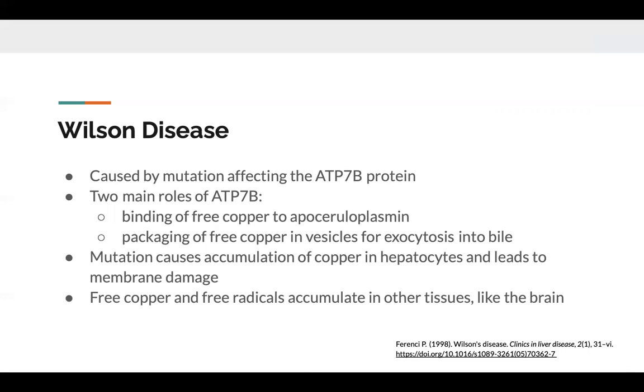Mutant ATP7B remains unfolded and is degraded by the endoplasmic reticulum control system. This results in an accumulation of free copper in hepatocytes, which damages their membranes and allows free copper to travel in the blood and become deposited in tissues like the brain. Free copper in the liver also leads to free radical generation in the presence of hydrogen peroxide, and these free radicals can also travel around the body and cause damage in other tissues.